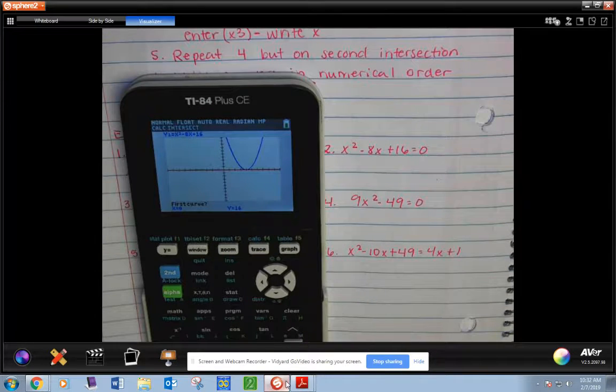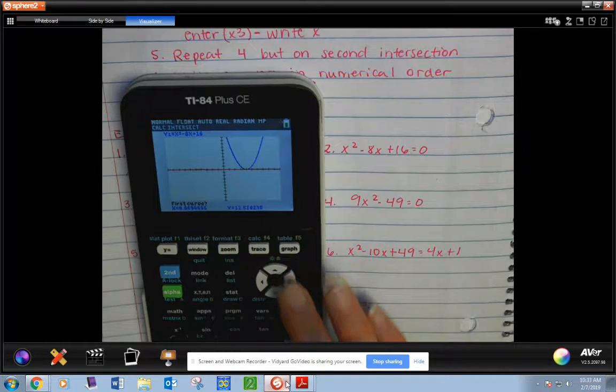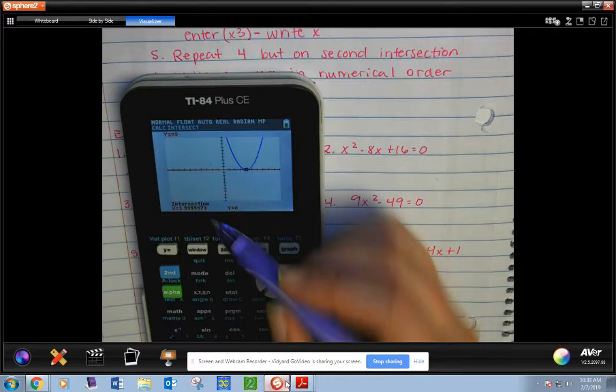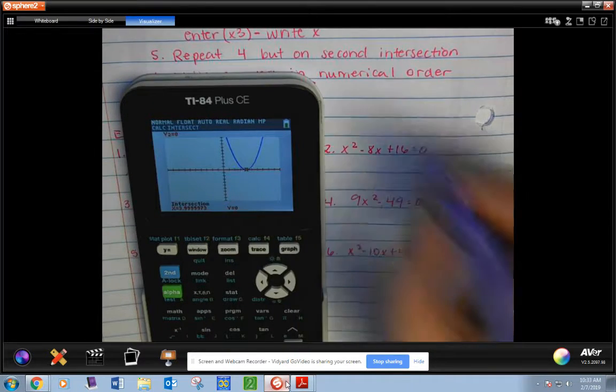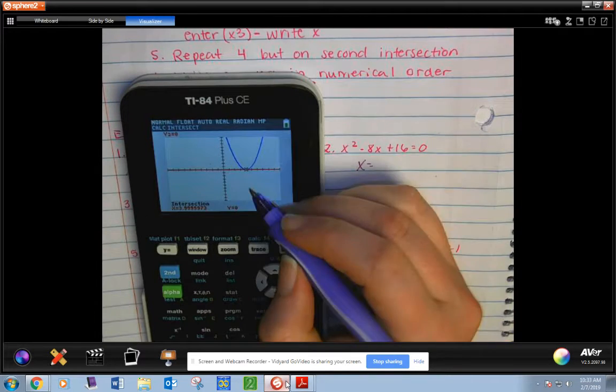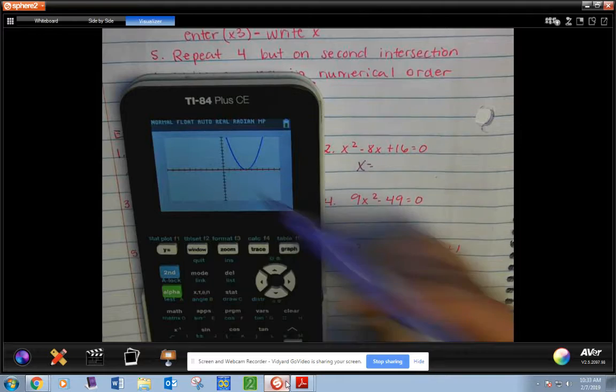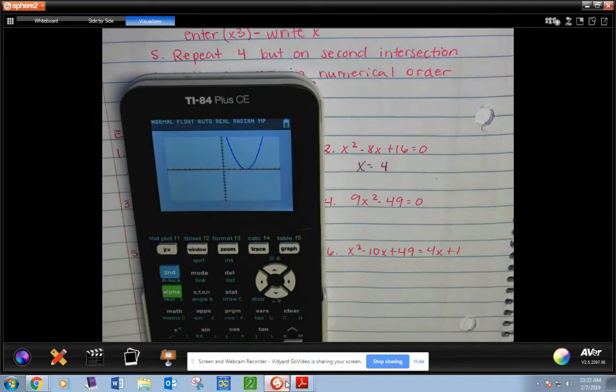And then you've got to move your cursor until you can see it, and you want to get as close as you can to that intersection and hit enter, enter, enter. This one's just a smidge off on the rounding, but if you look at your calculator, you can tell it's touching right at 4. Or if you were to round that, 3.99 would become 4.